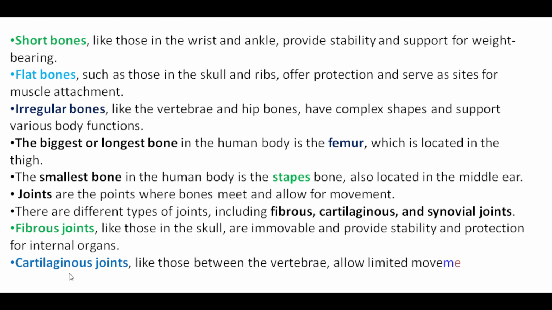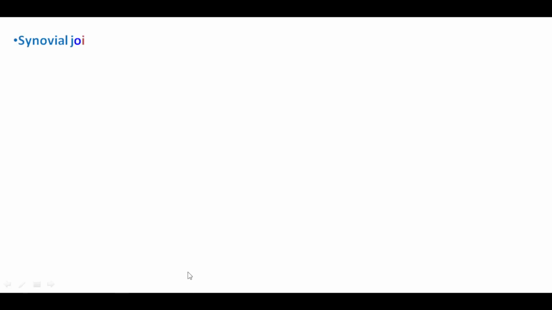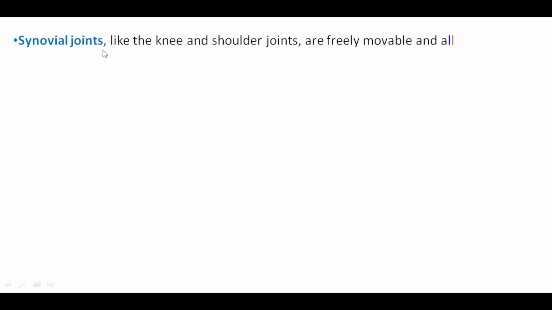Cartilaginous joints like those between the vertebrae allow limited movement and provide flexibility and support. Synovial joints like the knee and shoulder joints are freely movable and allow for a wide range of motion.